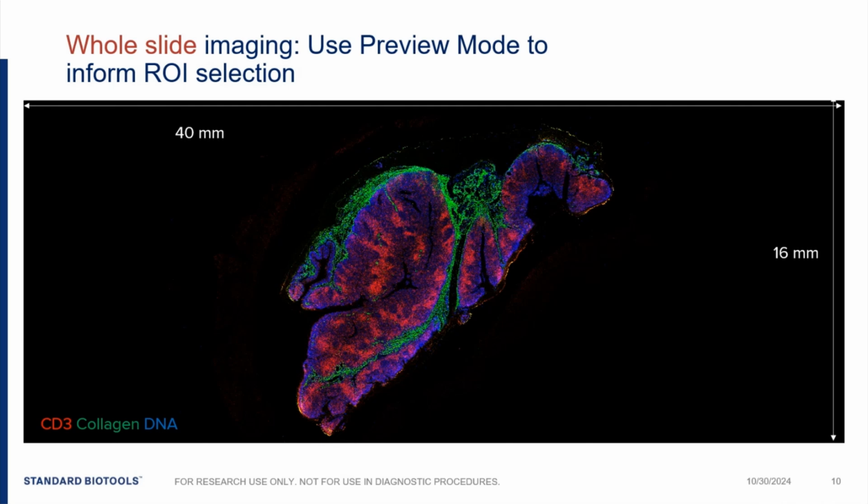And what you can see here in the image, actually, sorry, let me back up there for a second. Because preview mode does subsampling of the tissue itself, the image does appear a little bit pixelated. But the fact that you can acquire this image in about 10 minutes is where the true power comes from.